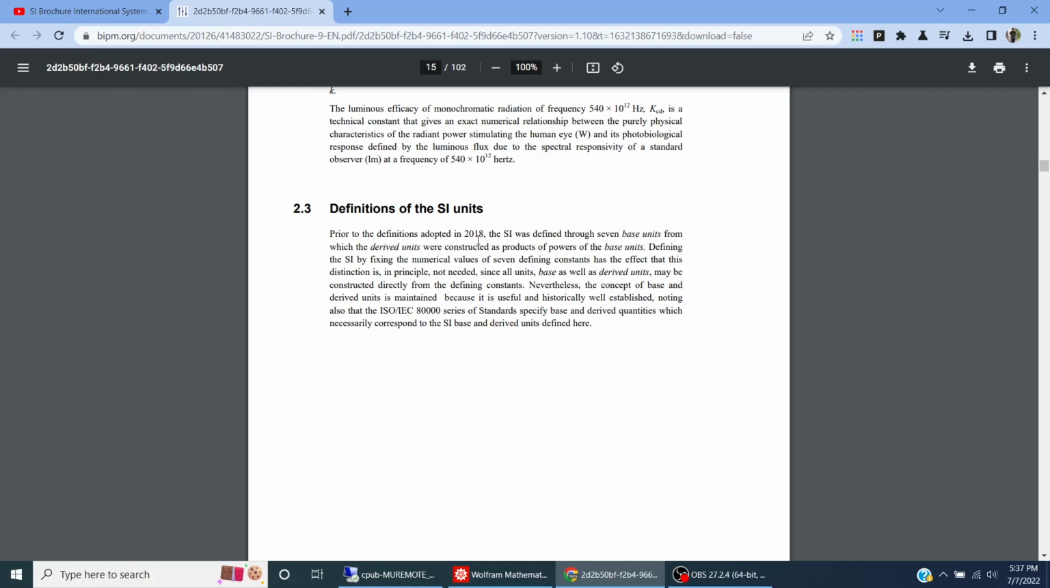Prior to the definitions adopted in 2018, the SI was defined through 7 base units from which the derived units were constructed as products of powers of the base units. Defining the SI by fixing the numerical values of 7 defining constants has the effect that this distinction is, in principle, not needed since all units, base as well as derived units, may be constructed directly from the defining constants. Nevertheless, the concept of base and derived units is maintained because it is useful and historically well established, knowing also that the IEC 80,000 series of standards specify base and derived quantities, which necessarily correspond to the SI base and derived units defined here.